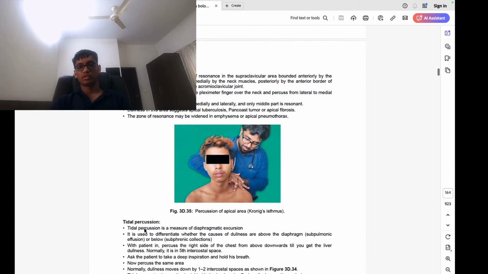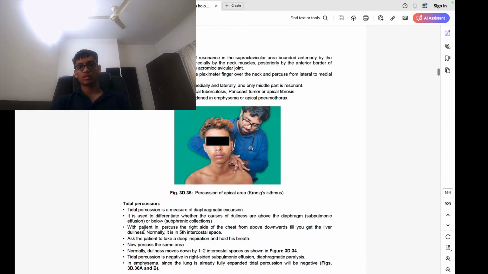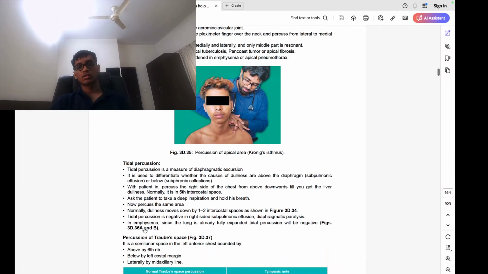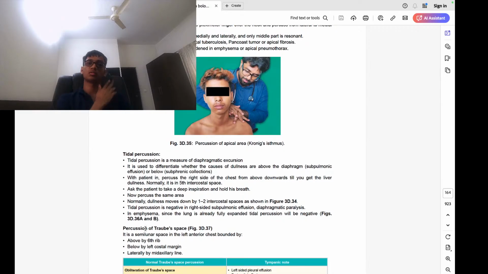Stand behind, place the pleximeter, and percuss. The note is dull medially and laterally, and only the middle part is resonant. There is dullness in the area in conditions such as apical tuberculosis, atelectasis or apical fibrosis. The zone of resonance may be widened in emphysema or apical pneumothorax.